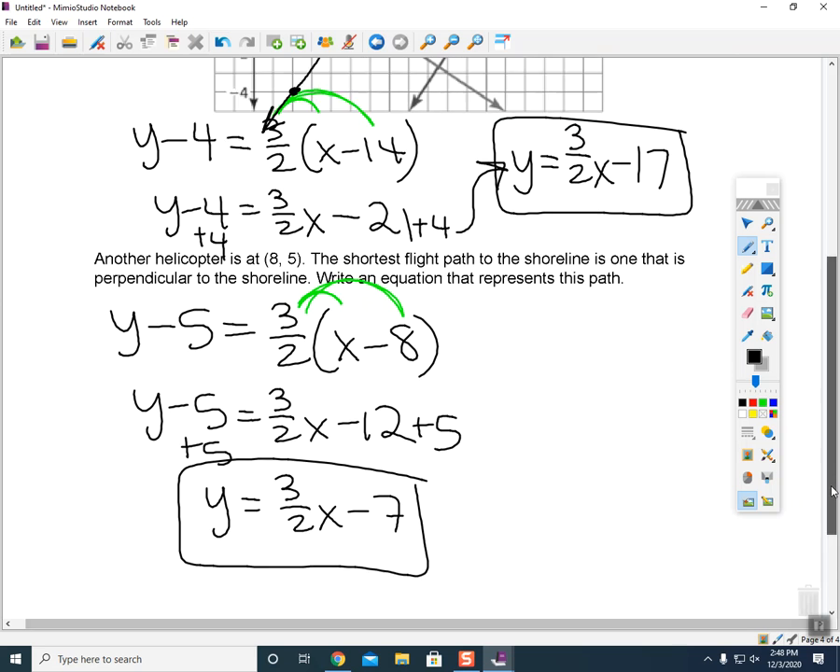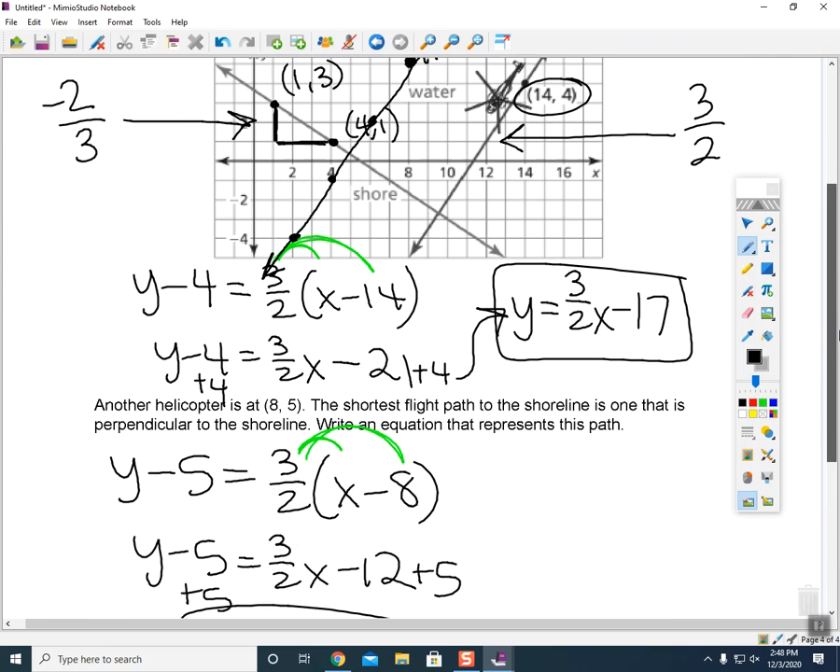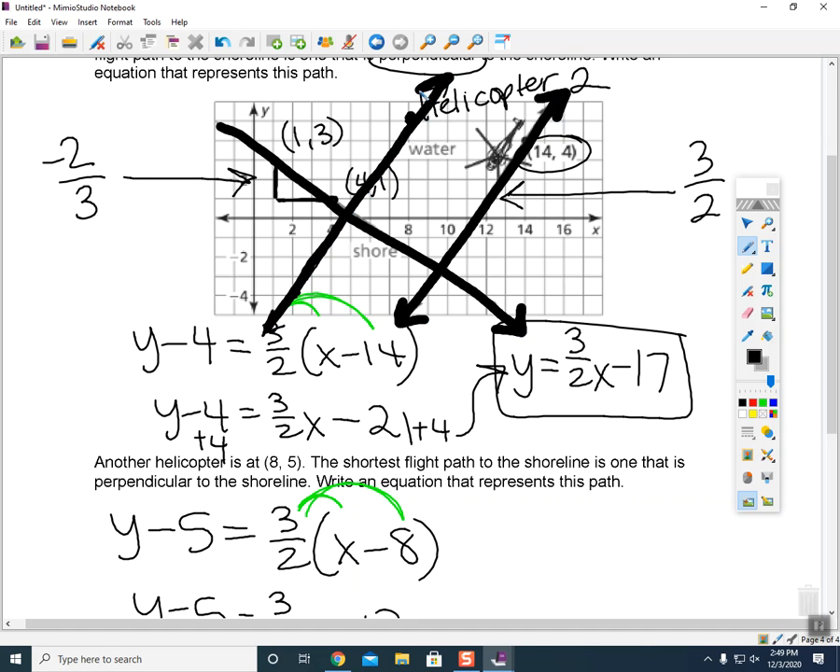Okay, you should have gotten that y equals 3/2 x minus 7. I'm going to go ahead and show you too what this looks like on our graph. So here is our shoreline. Let me make this a little thicker. Here is our shoreline, right here. Our first helicopter goes through right here. And then our second helicopter is going through right about here.